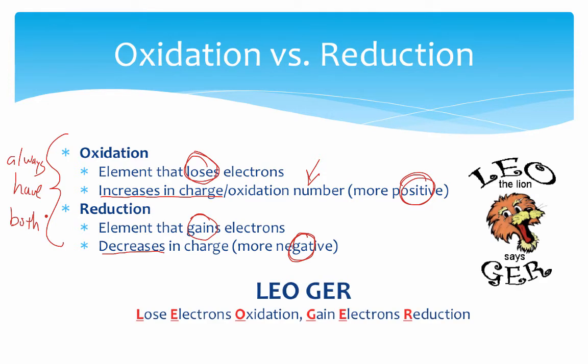A quick way to remember this is an old trick that we've been using in chemistry for a long time, and this is the phrase over here. Leo the lion says grr. Leo, standing for losing electrons, means oxidation, and grr, meaning gaining electrons, means reduction. A very simple trick you can use to make sure that you keep oxidation and reduction separate from one another.